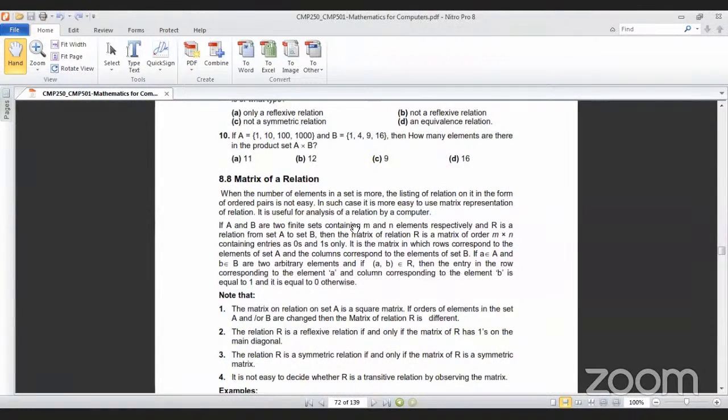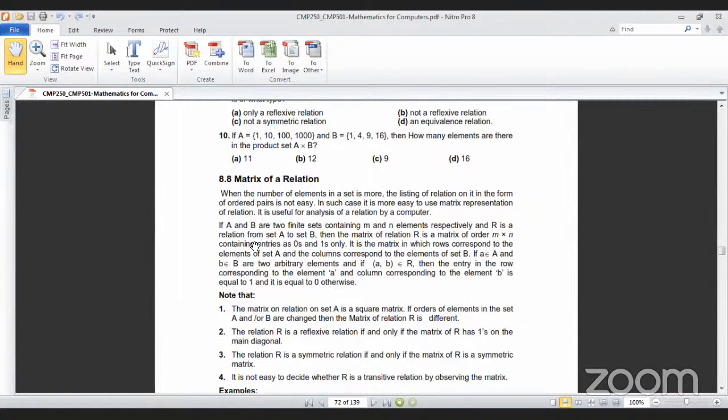If A and B are two finite sets containing m and n elements respectively, and R is a relation from set A to set B, the matrix will be in which form? R is there, A and B. So m cross n will be the form, where m is from set A and n is from set B.